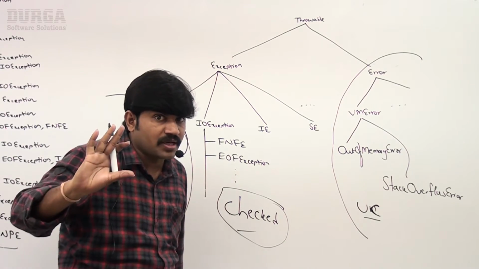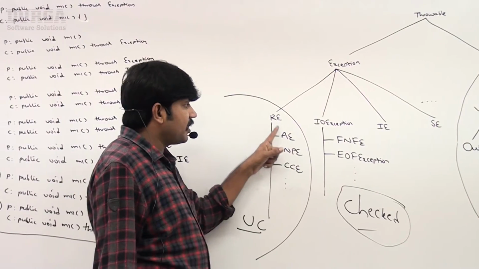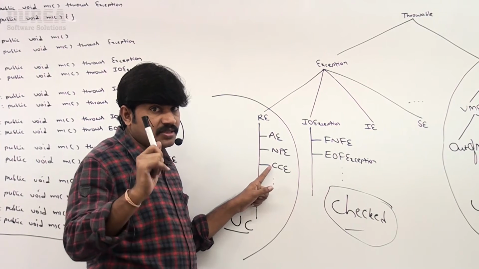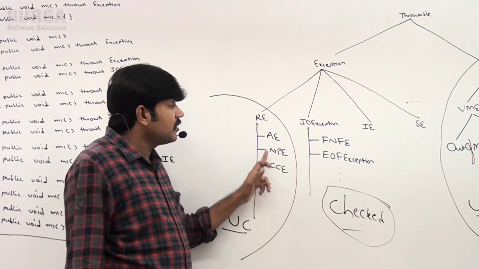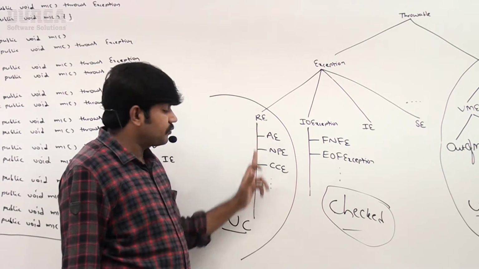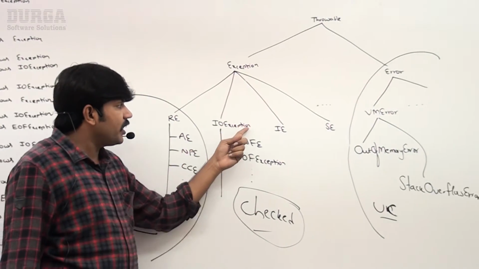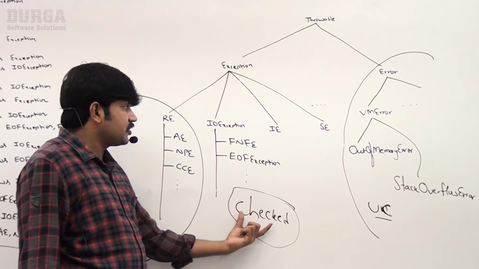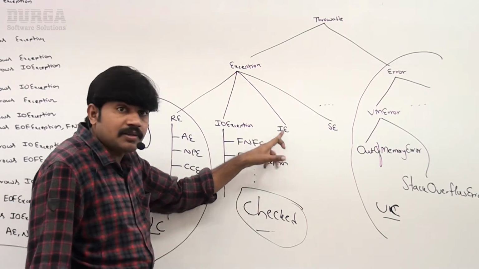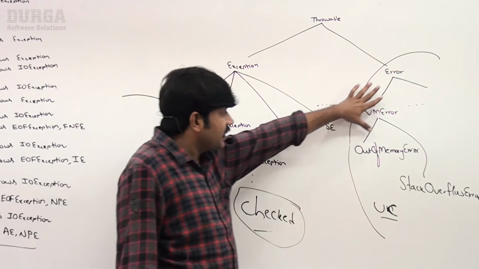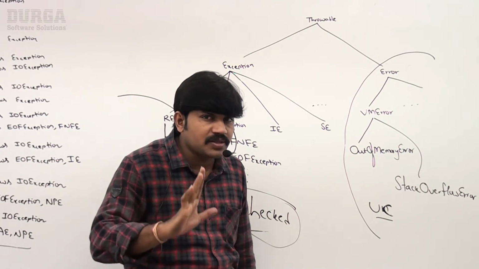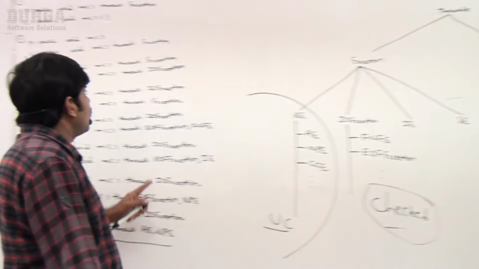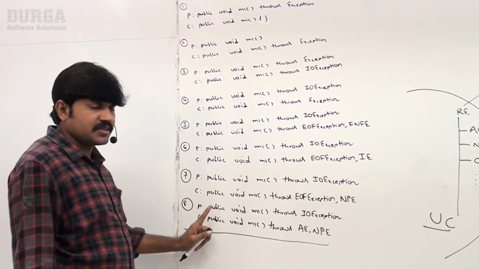Are you in a position to understand, right? But which are parent classes and which are child classes, compulsorily this division must be known. Arithmetic, null pointer, class cast exception, these are child classes of runtime exception, unchecked, right? But IO exception and its child classes are checked only. Interrupted exception is checked only. Next, error is unchecked only. Clear, right? If you are aware of this knowledge, then you can answer these things very easily, right?